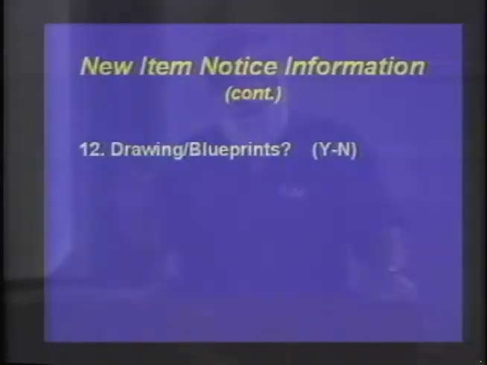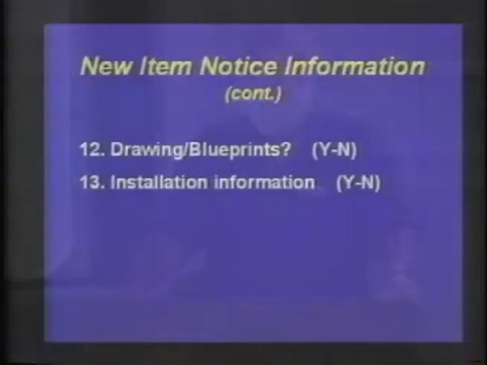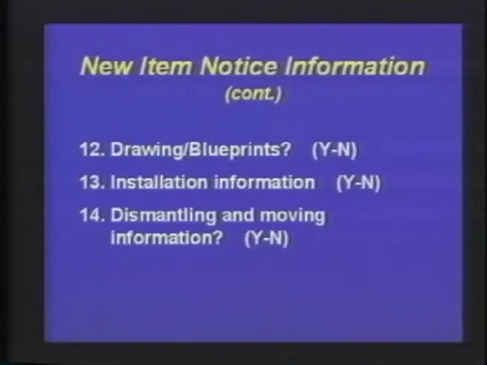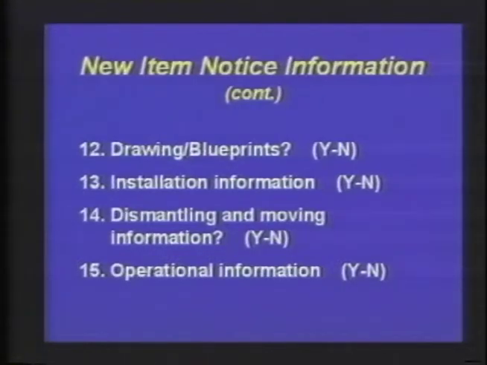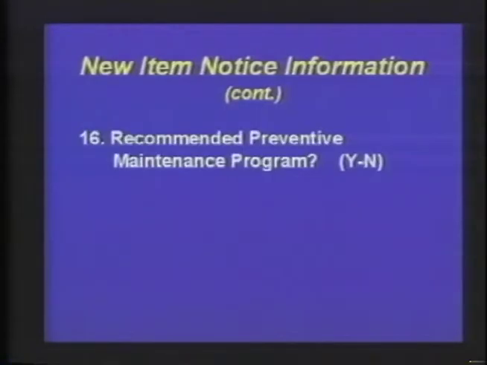And you notice the YN, it's yes or no. Do I have it? Yes, I assign identity to it. If it's no, I just bypass it. We have installation information, which is provided by the supplier, dismantling or moving information, operational information. Operational would be power, electricity, voltage, current, pneumatic, hydraulic, water applications, whatever is required would all go under operational.